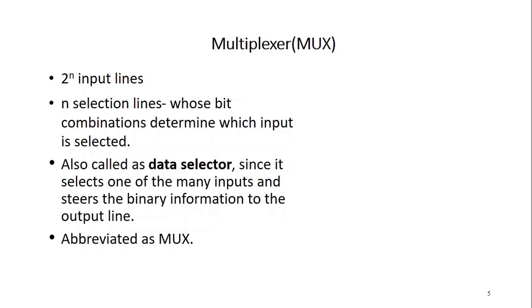A multiplexer is also known as MUX. The number of input lines is 2 raised to n, and the number of selection lines is n, and the selection line combinations determine which input is selected. This multiplexer is also called a data selector, since it selects one of the many inputs and steers the binary information to the output line.